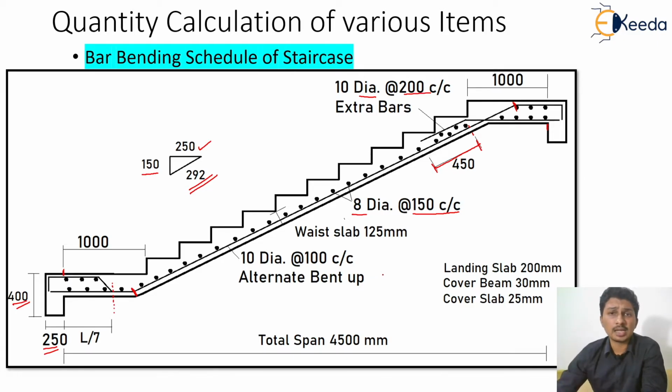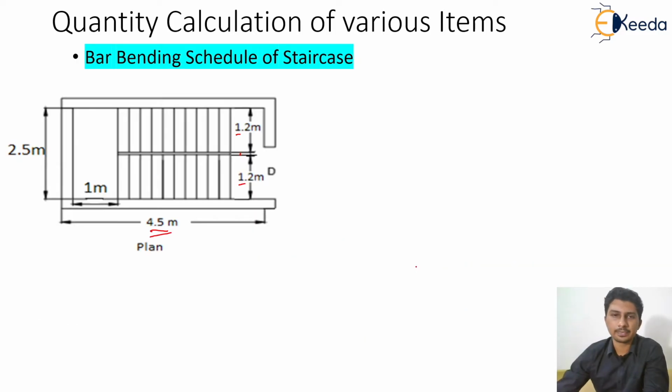Then what are the other things that are given to us? We are given the landing slab thickness to be 200 mm. So the thickness of this slab and the thickness of this slab are given to be 200 mm. The cover for the beam is 30 mm, from this side and this side most of the time. For all other covers, that is for this one and for this one, you are going to take 25 mm, that is the cover for the slab.